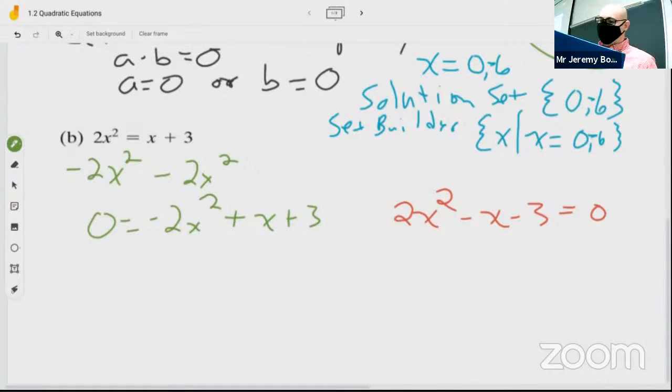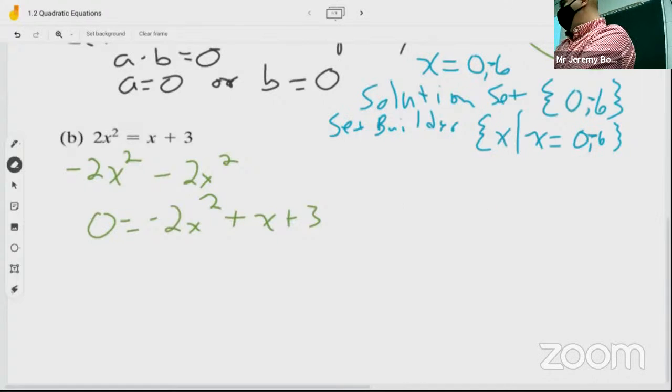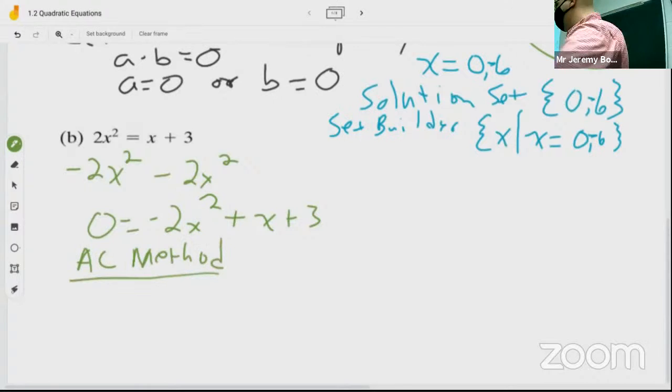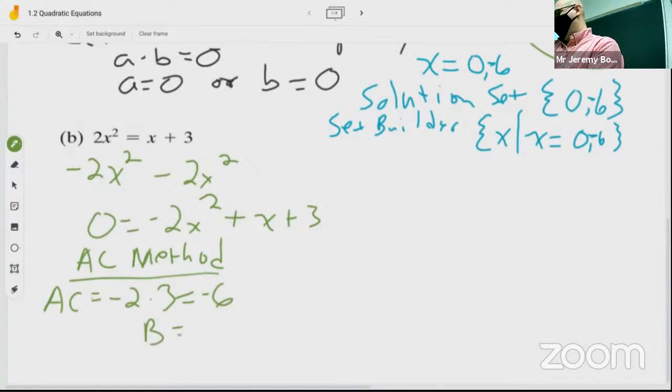So that means we're ready to factor. Can we factor out a common term between the negative 2x squared plus x and plus 3? Is there a common term there? No, there's nothing. So what are we going to try? Well, we're going to try the AC method, or whatever factoring method you prefer. This is just the one I teach. And so AC is going to be negative 2 times 3, which is negative 6. And my B term is just a positive 1.